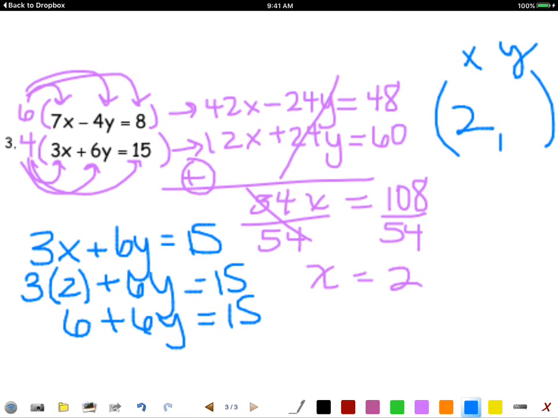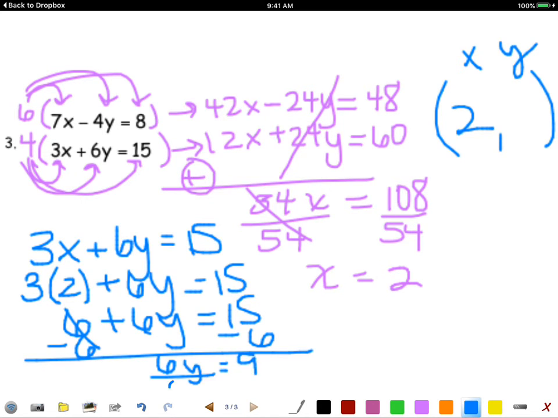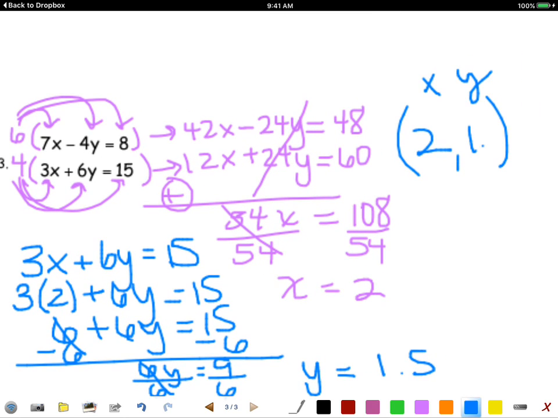Wait, what? I took this 2 right here and I plugged it in for x right here. And I got 3 times 2 is 6. So now I'm just trying to solve this equation. What do I do next? Minus 6 on 6 minus 15. You get 9. Then you do the 6y equals 9. Then you divide by 6. And so what does y equal? 1.5. 1.5? So make sure you come up here and put 1.5.